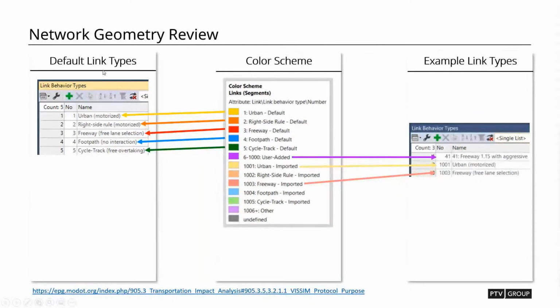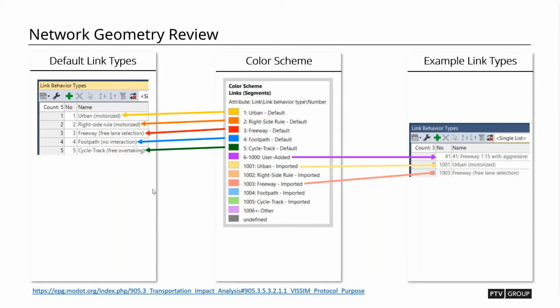So here on the left side, we have our default link types. These are the ones that come in when you first open up Vissim for the first time, or when you start a new project. You're going to have these 5 default link types. So again, think of these as facility types, right? And they're kind of broad strokes facility types. So urban is going to be any arterial. Right side rule is going to be kind of like your rural 1-lane highway.